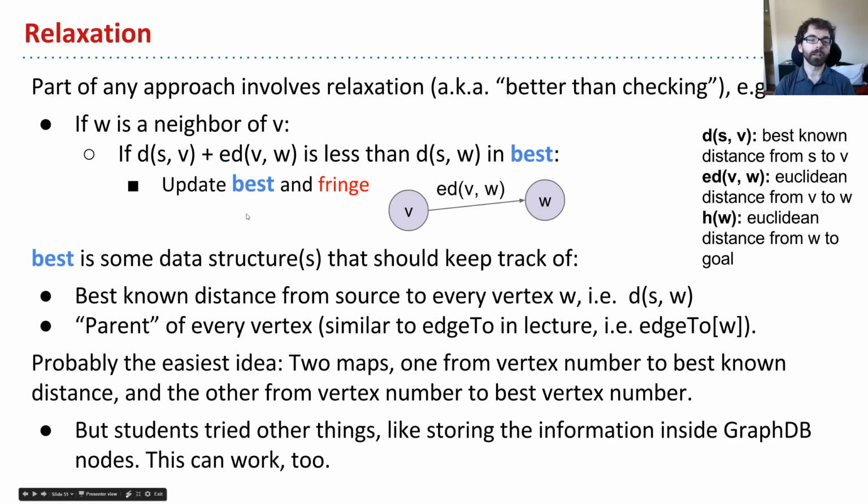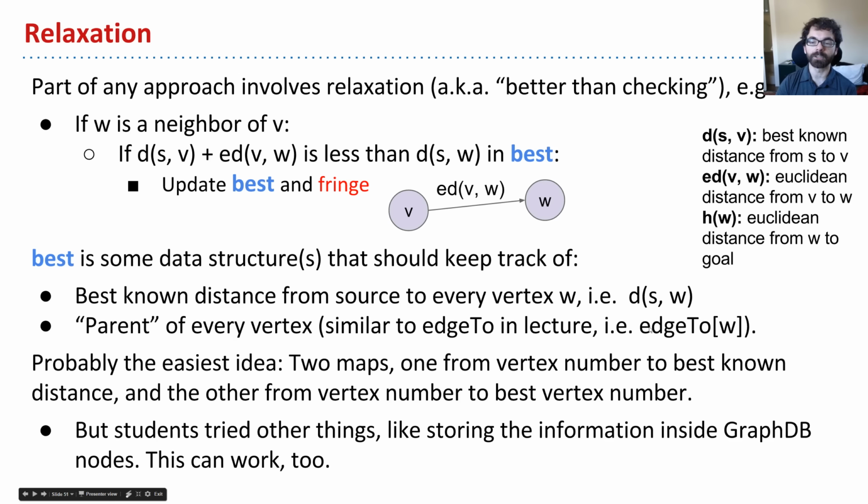Now, what is best? I'll also talk about what fringe is in each approach, but best is some data structure that needs to keep track of those best distances. How do I get from S to V, S to W, S to A, S to whatever else? And it also needs to keep track of the parent of every vertex. So if the best known path to W is through V, you need to say edge to W equals V.